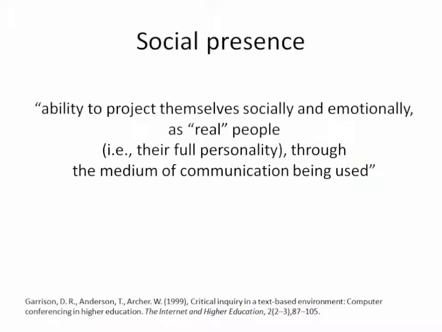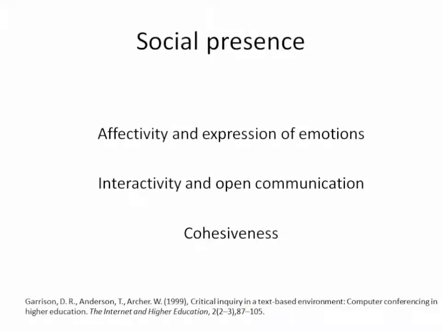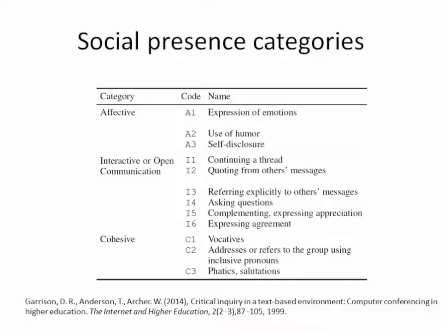Finally, social presence is the way how learners project themselves socially and emotionally as real people in an online environment. That is to say, to what extent learners are able to present themselves as real people by using different online media. Social presence consists of three major dimensions. The first dimension of social presence is affectivity and expressions of emotions. The second one is interactivity and open communication, and the final one is cohesiveness. These three dimensions consist of 12 primary indicators.